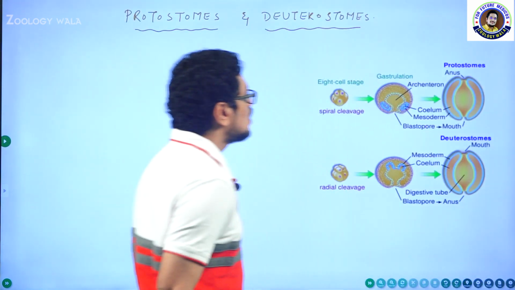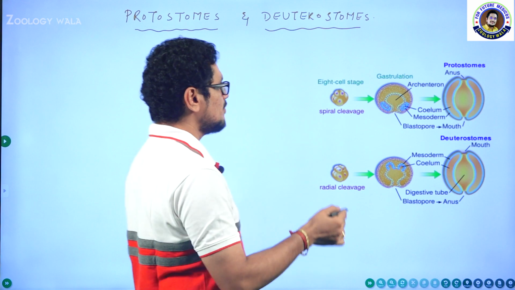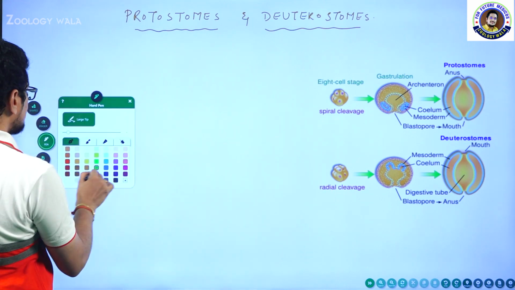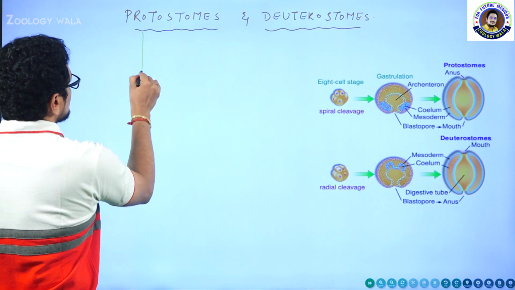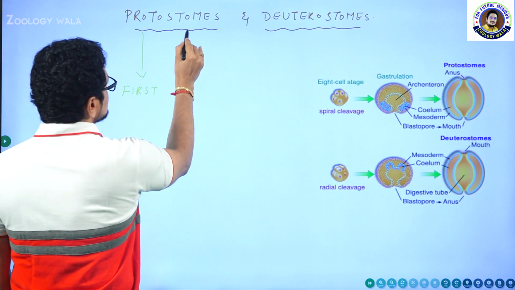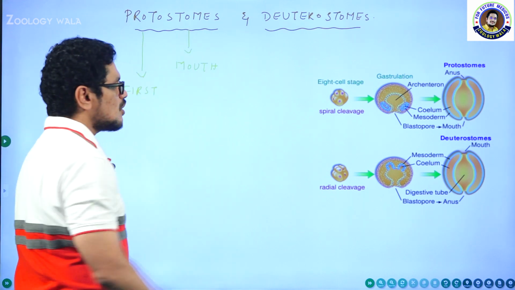Let me explain what is the difference between protostomes and deuterostomes. Say this one, proto. What do you mean by proto? And what do you mean by deutero? Proto means first. Stome means mouth.